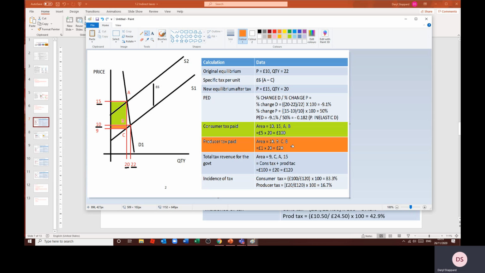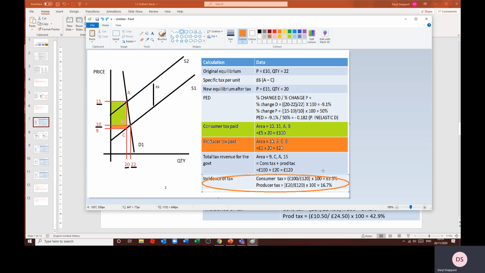Now hopefully what you notice here is that if I add together the consumer tax £100 with the producer tax of £20, we get the total tax revenue paid, £120. Now what I could then do, I could be really clever and we could look at the incidence of tax as a percentage of the tax. So look at the numbers at the bottom of the page. Well, we can see here then that the consumer is paying £100 out of 120 of the total tax paid.